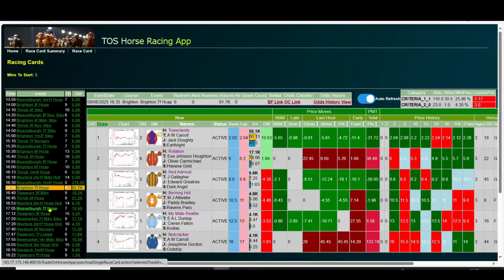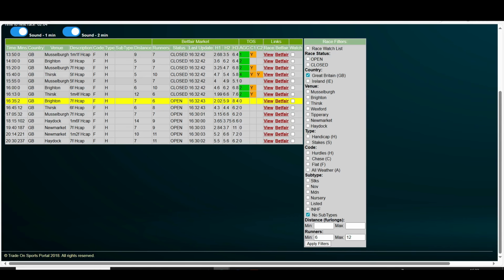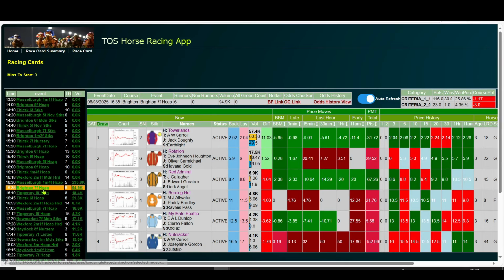Okay, so back for the 4:35. Sorry, I did say 4:35 at Musselburgh, but it turns out 5 runners. Wasn't in the filters, so my mistake. So we move on to Brighton. 7 furlong sprint, zone 1 applies. 6 runners, small field, smallest field that we do.